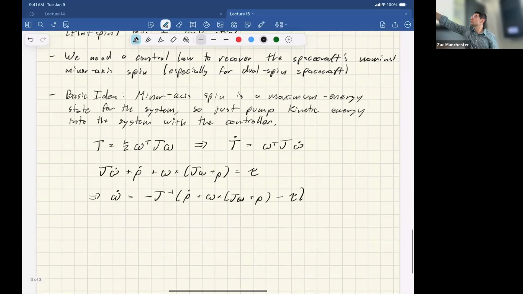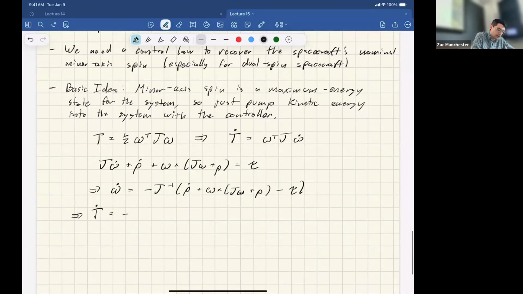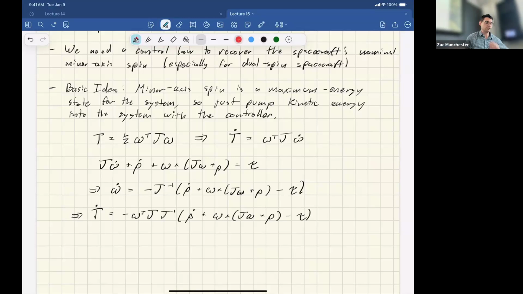And now I'm going to plug this expression for omega dot in there. So I'm going to have that minus sign out front, omega transpose J. And then I just plug the whole thing in. I get J inverse, bunch of stuff: rho dot plus omega cross J omega plus rho minus tau. And now a bunch of nice cancellation-y things happen.